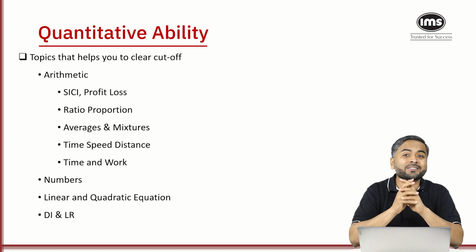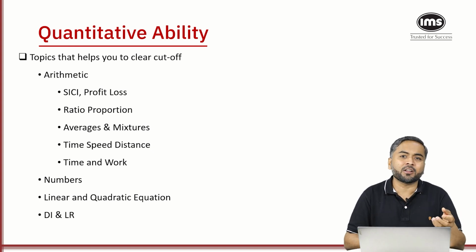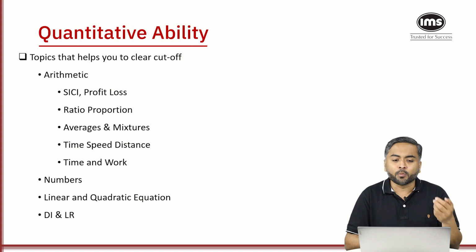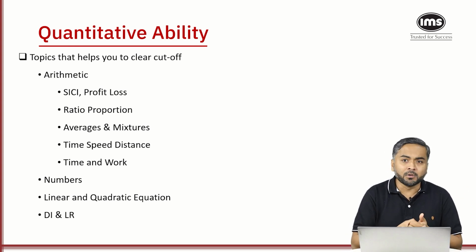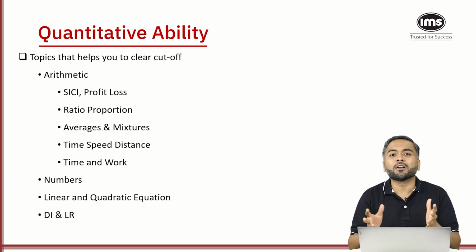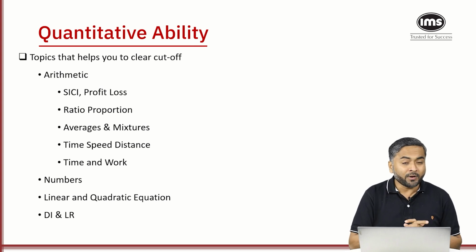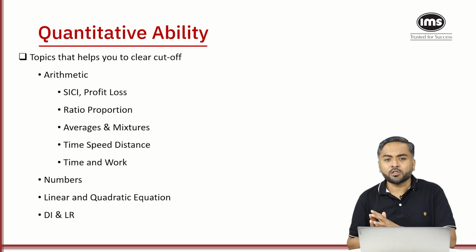these topics will help you clear the sectional cutoff. Questions on arithmetic such as simple interest, compound interest, profit and loss, ratio and proportion, averages and mixtures, time, speed, distance, and time and work, questions on numbers, linear and quadratic equations, data interpretation, and analogical reasoning questions. This will help you clear the sectional cutoff, whether it is the short answer section or the MCQ section.